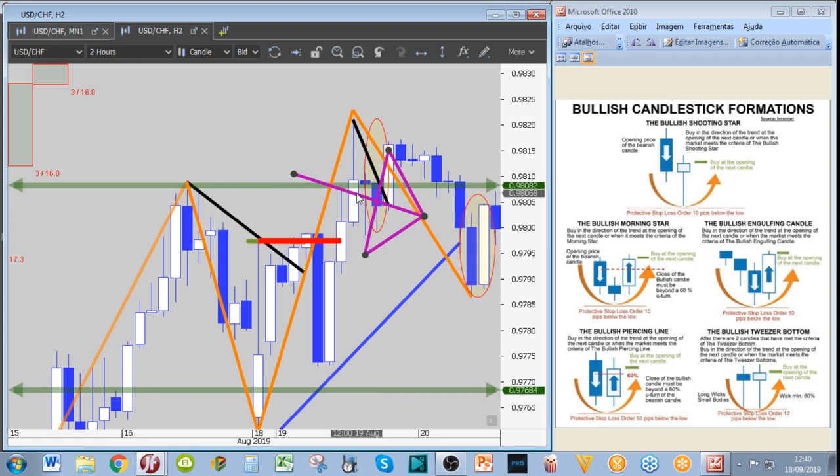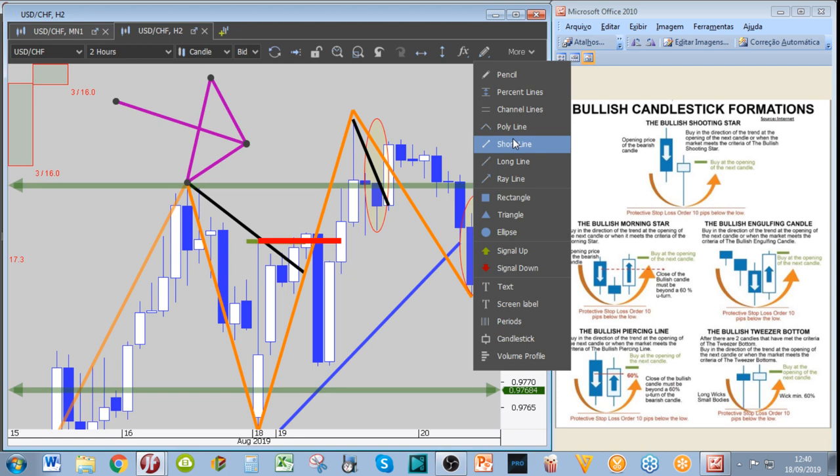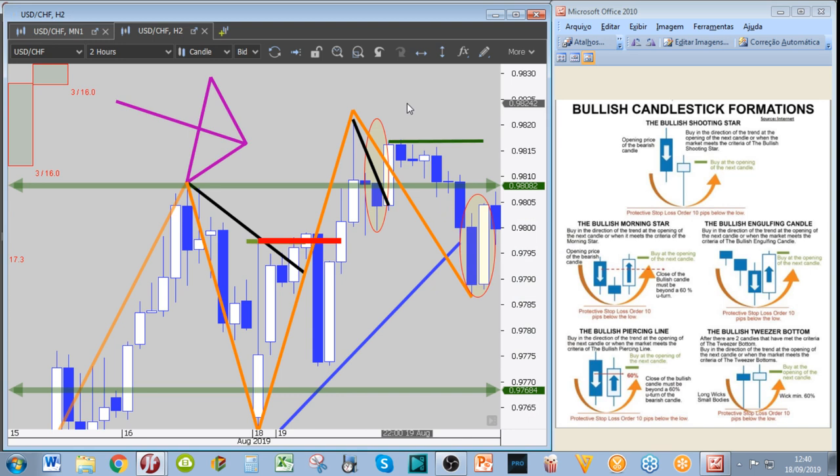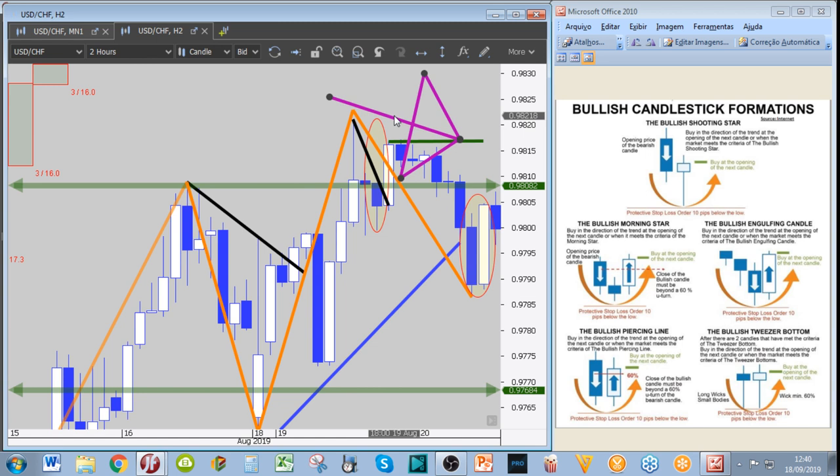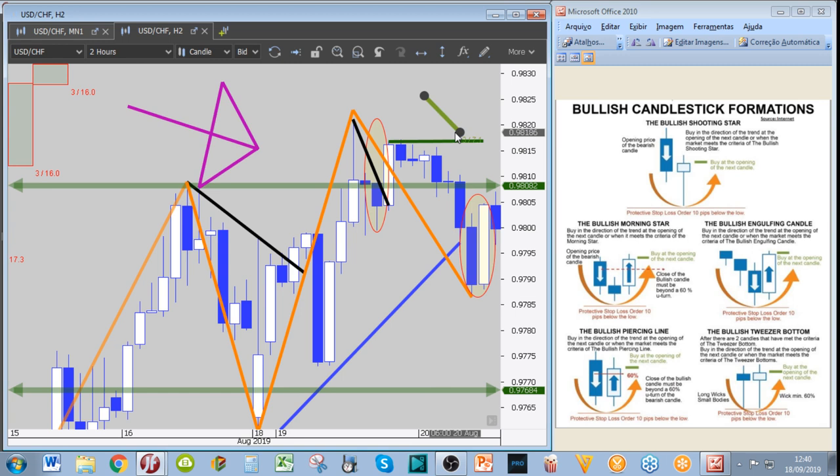So trader number one is out. Trader number two is in. Trader number two entered in here. This is trader number two. Okay, so this trader is out. Trader number one is out. Trader number two is here, he's still in, stop loss is down. But trader number one, if you want, we can jump and see.